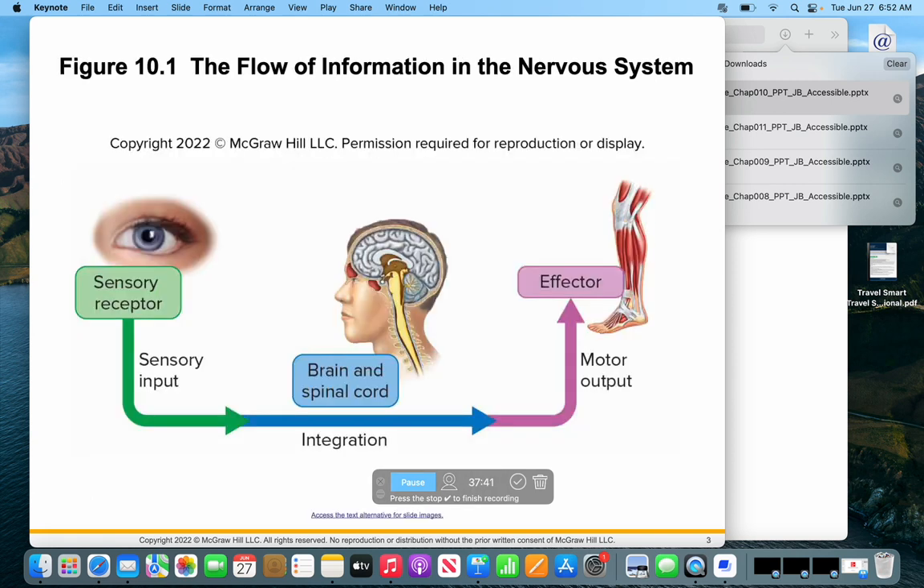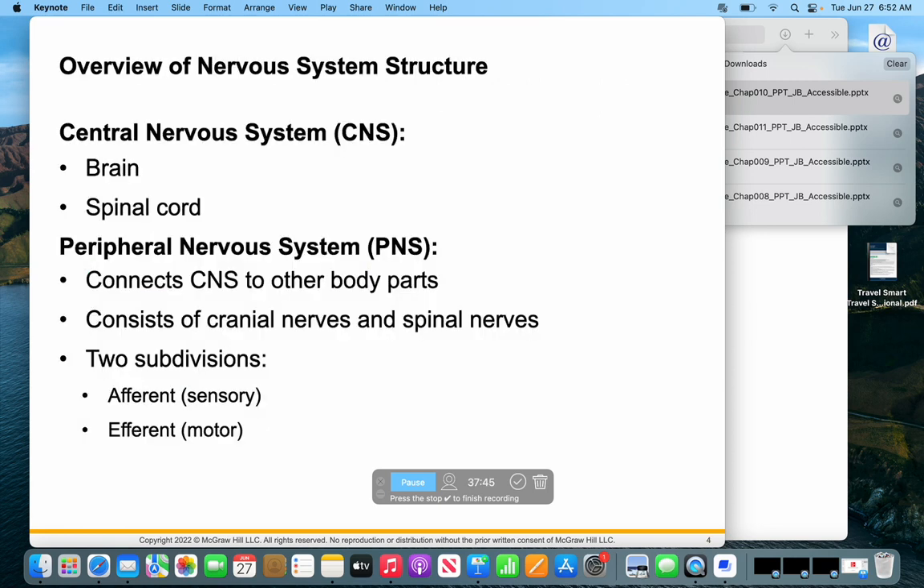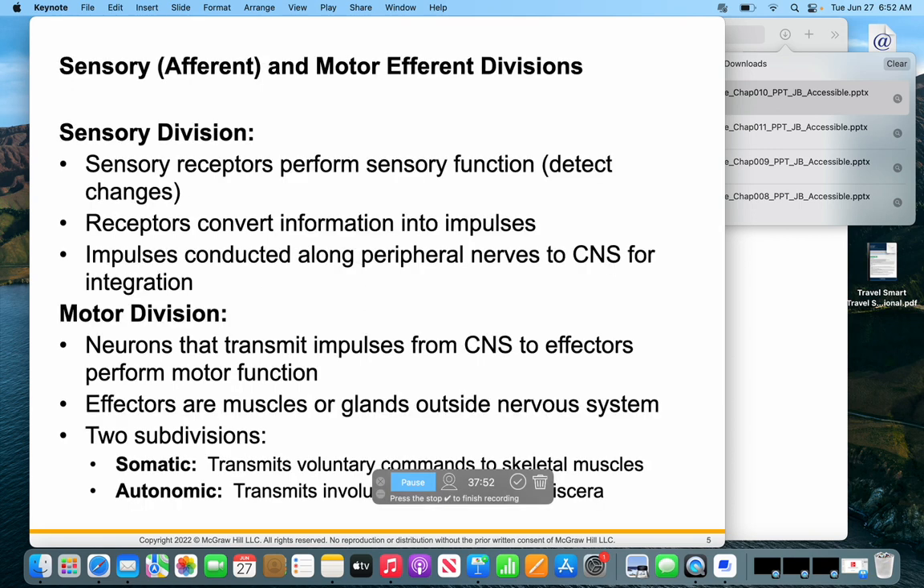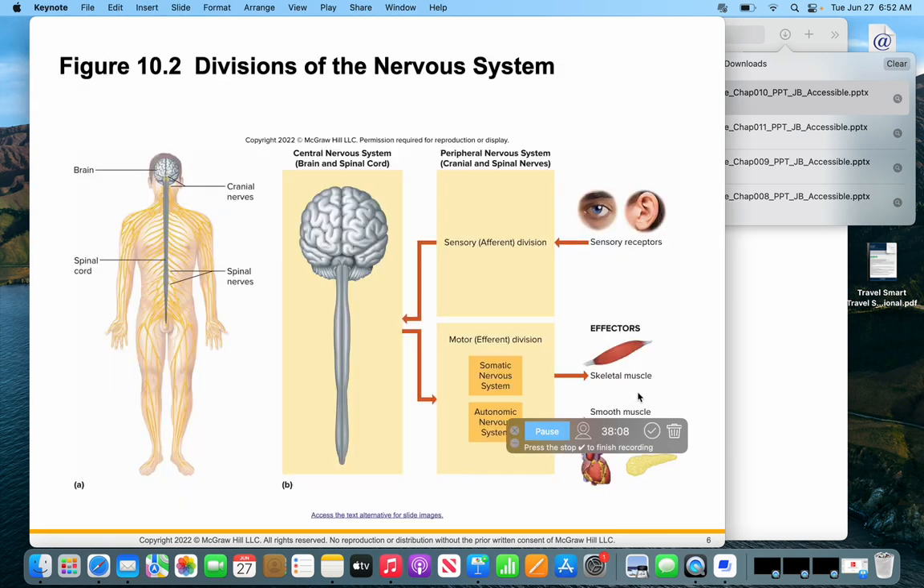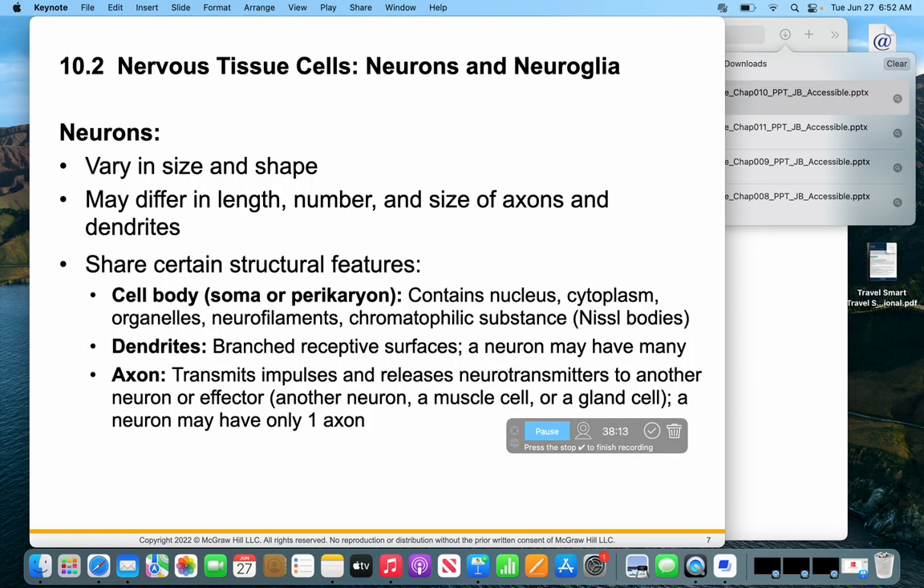And so we saw sensory information coming into the brain and spinal cord, and motor output going to the effector cells. We learned the brain and the spinal cord make up the central nervous system, while everything else is peripheral. And so we looked at the sensory division and the motor division, and further discussed how the motor division could be autonomic, automatically happen, or somatic, where it's skeletal muscle and purposeful movement, voluntary movement. And so we looked at those divisions, and here's a graphic of it.